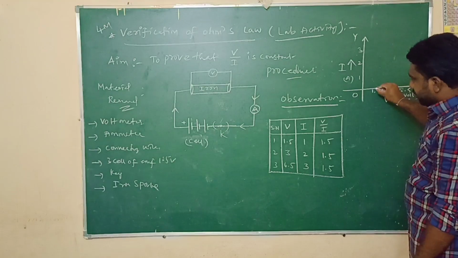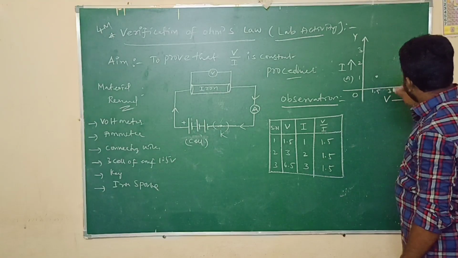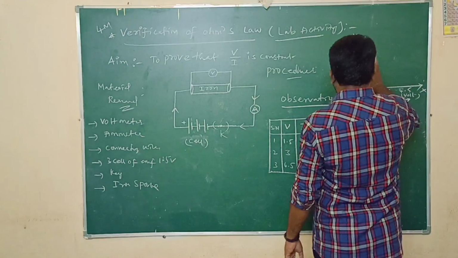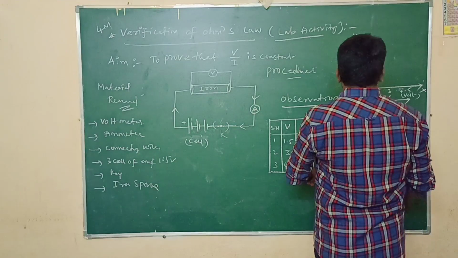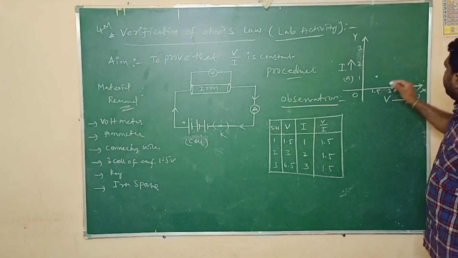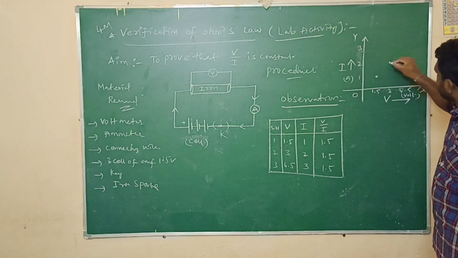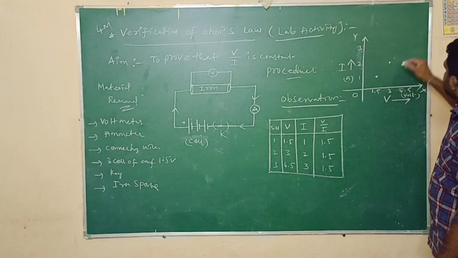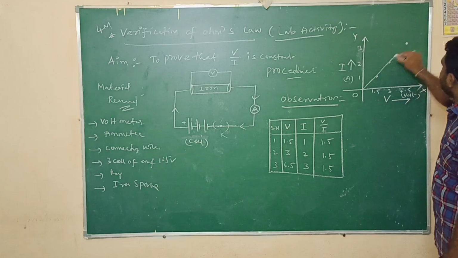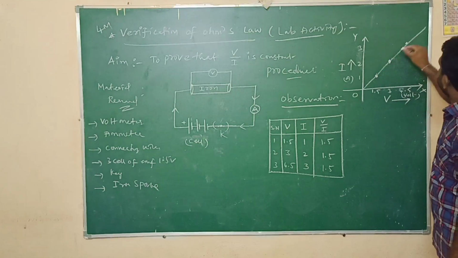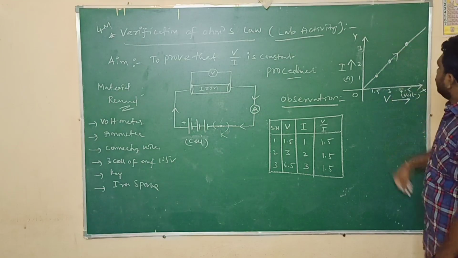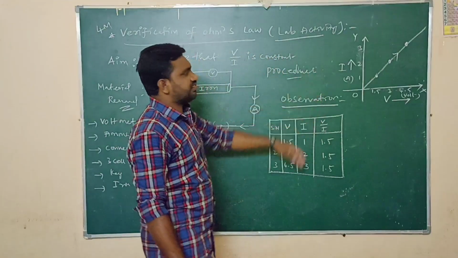So in case of 1.5 volts, we get the reading 1 ampere. In case of 3 volts, we get 2 amperes. No need to change, sorry, 1, 2, 3. In case of 4.5 volts, we get 3 amperes. Right. So just try to change these dots here. From that graph, it is clear that we got a straight line.